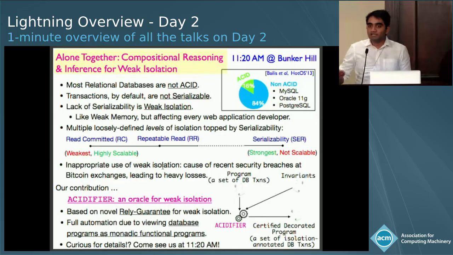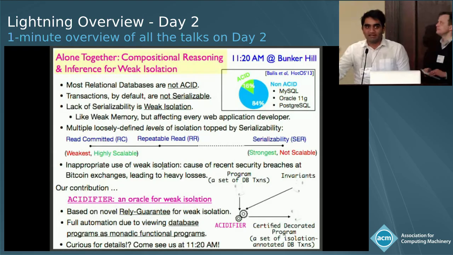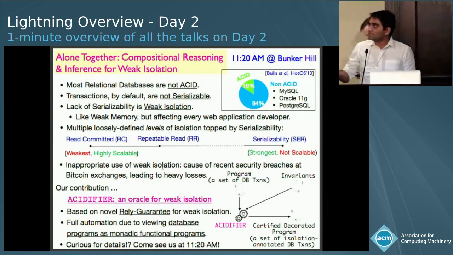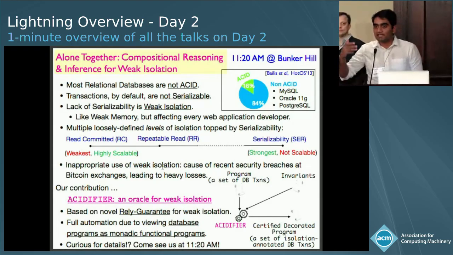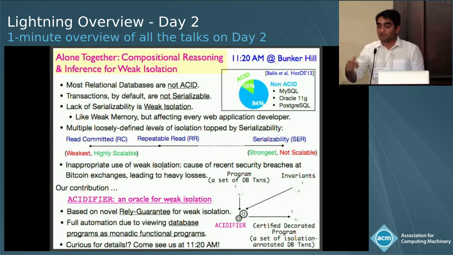We in the PL community tend to think of serializability as the be-all and end-all correctness criterion. But in databases, most often they are not really ACID. So the transactions are not really serializable. There are multiple levels of isolation which are difficult to reason about.